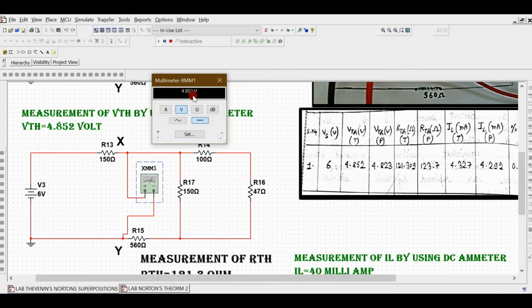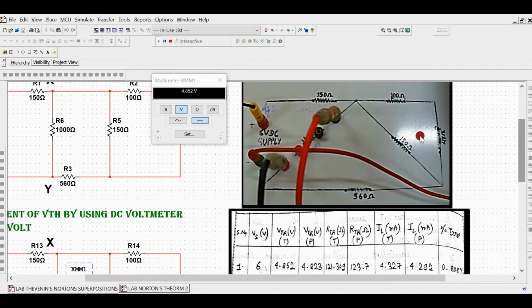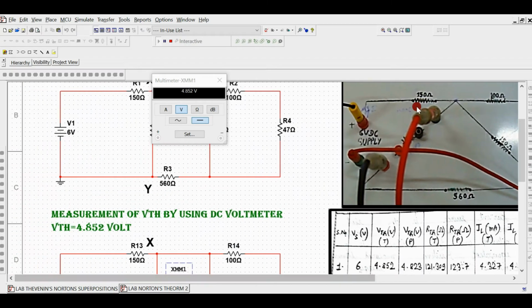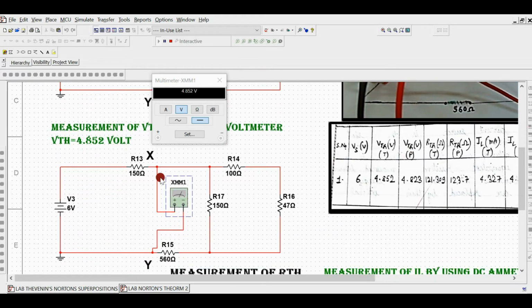You can see it is exactly the same as the value of VTH that you calculate by solving. 4.852 volt, so no error is there. There could be an error, and at last you can also calculate the percentage error. So first, VTH, we have already verified is correct. This is by measurement, because we are measuring VTH by connecting a voltmeter right across these terminals.